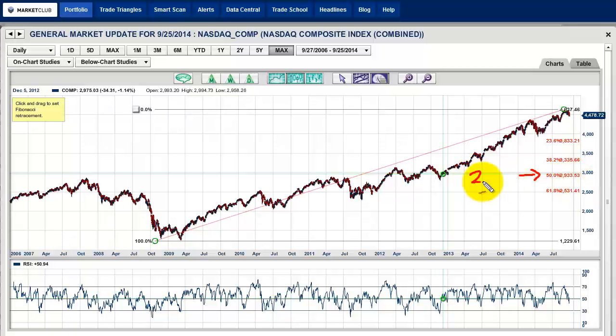So that's 2,933. 61.8%, which is the furthest we can expect it to go, is 2,531. These are the numbers we would not be surprised to see this market get back to in the future. Now, it's not going to happen overnight. It's not going to happen next week, but these are the big picture opportunities we see for this market.